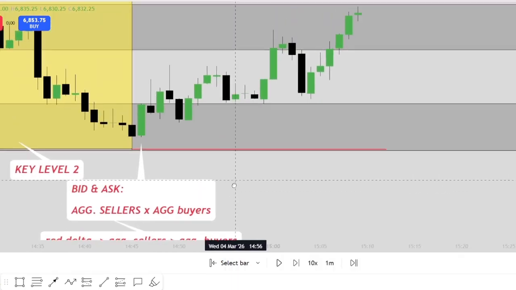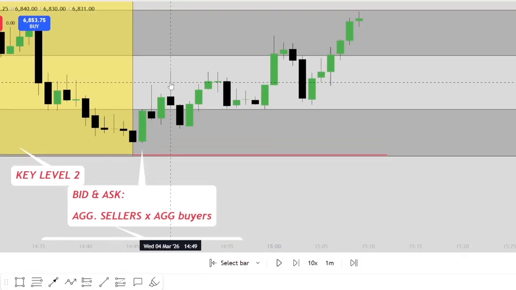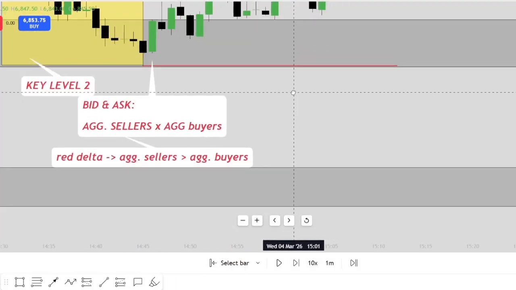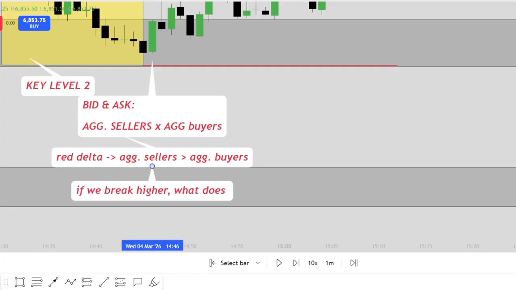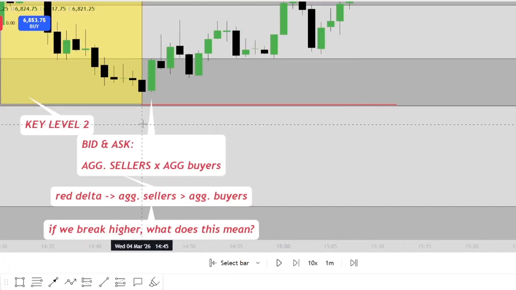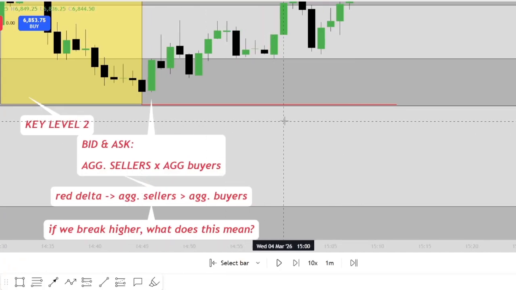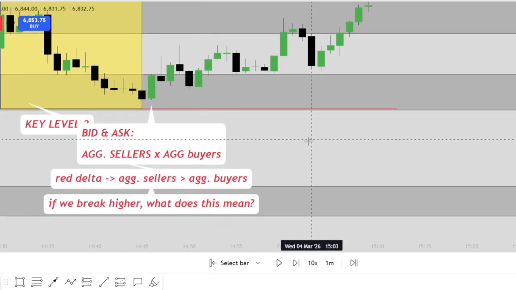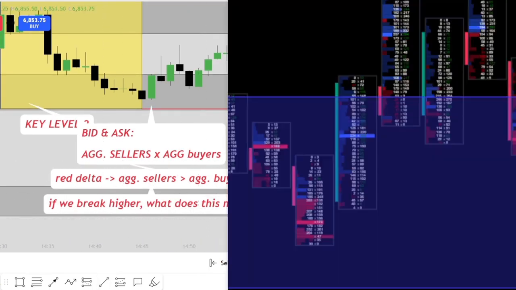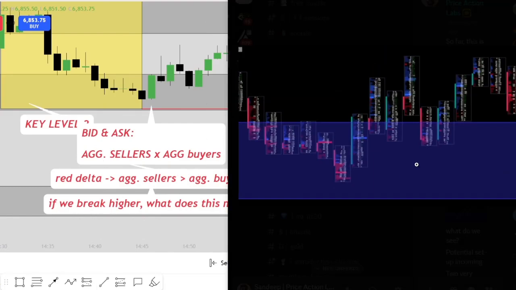What we begin to see here is moves up, right? Moves up here, moves up here. So when you look at this, we see red delta, we see more aggressive sellers than aggressive buyers. Now, the next thing to understand is if we break higher, what does this mean to us? Between 9:45 and around, let's call it, 10 a.m. Eastern, or just before 10 a.m. Eastern, what do these aggressive sellers tell us? Basically, in other words, were they successful?